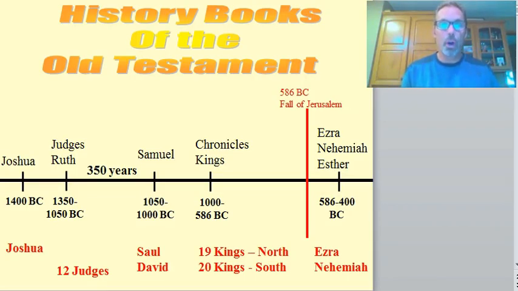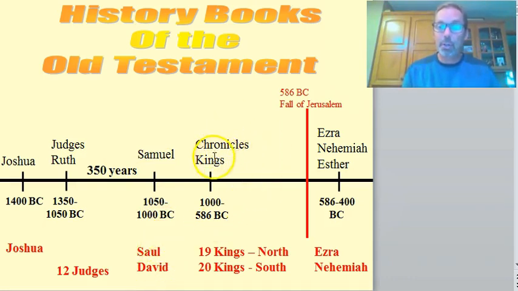So here is just an overview of that 1,000-year period of history that these history books cover, from about 1400 BC to about 400 BC, 1,000 years. Starts with the book of Joshua, going into the land, Joshua the main character. Then we have this 300-year period of the judges. There are 12 judges. The story of Ruth occurs during that period. And then we get the book of Samuel, which introduces us to the first kings of Israel, Saul and David.